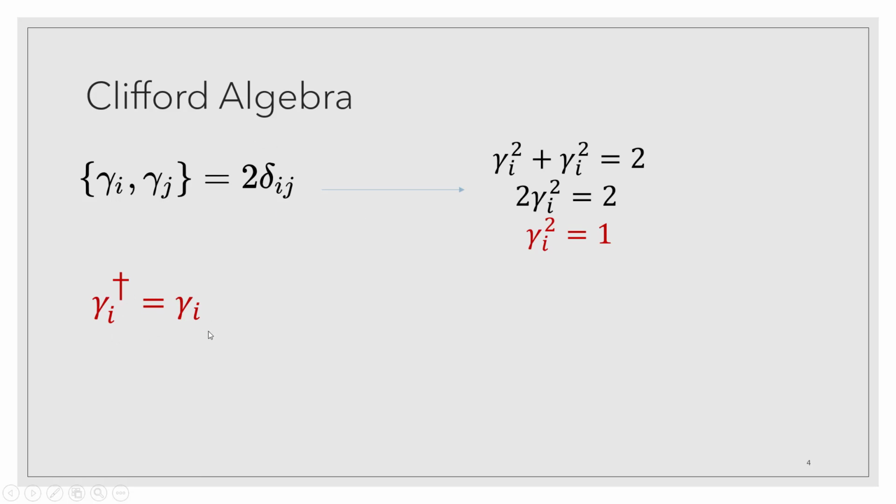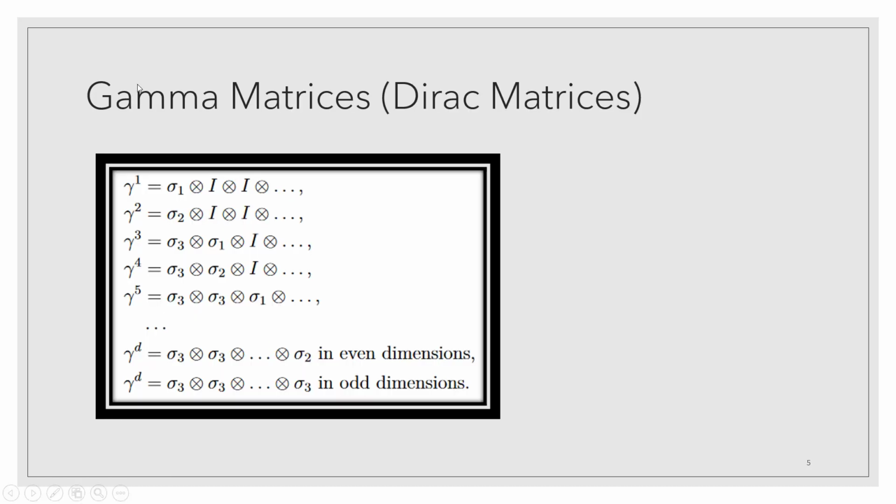You can also check that gamma dagger is equal to gamma. So basically these gammas are Hermitian, and creation and annihilation are the same thing. From now on we're not going to denote creation and annihilation, and we only use these gammas instead. The gamma matrices, or the Dirac matrices, are well known to physicists, and they can be created in many representations. But one of the representations is to write them like this.